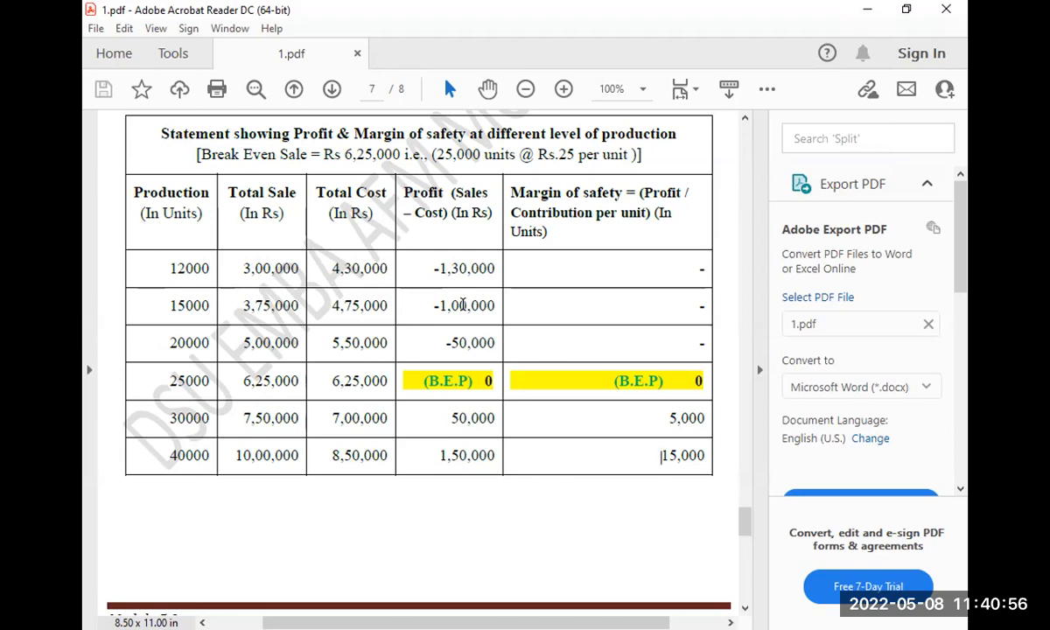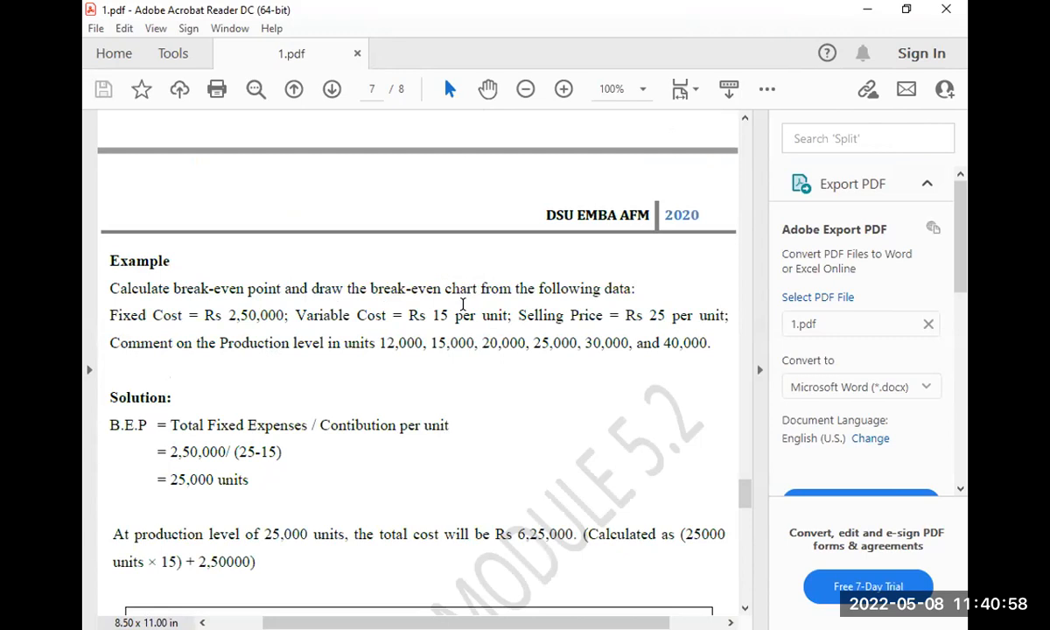Okay, now come to the question. The question says, comment on the production level of 12,000 units, 15,000 units, 20,000 units, 25, 30, and 45. What we are going to comment on is how much the company is going to earn out of this production. Okay, we'll take another table now.